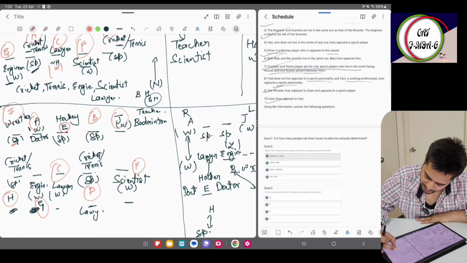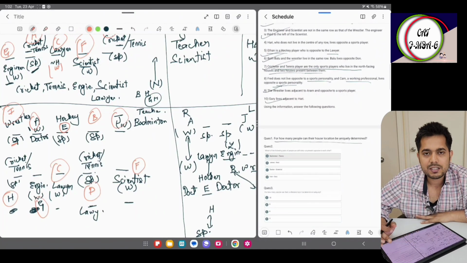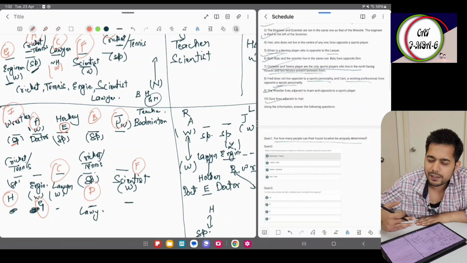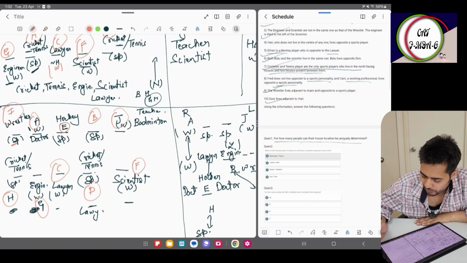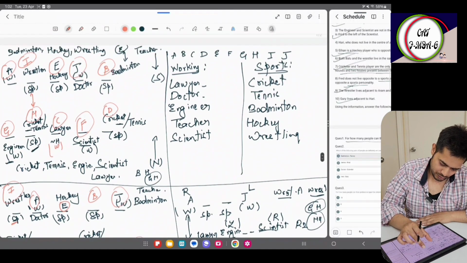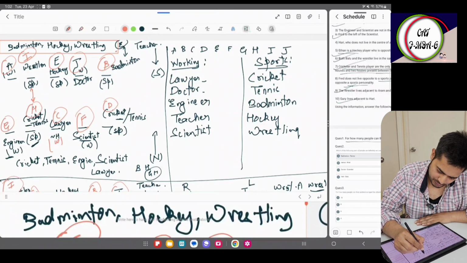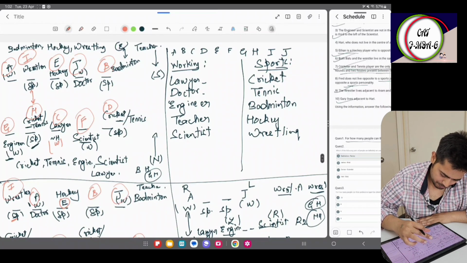So let's see the questions. For how many people can their house location be uniquely determined? In these kind of questions, what you have to do is keep reading the comments again and again till you are able to fill the whole table. We will start from A, B, C, D, E, I, F. Let me reduce the size a bit of the paper.